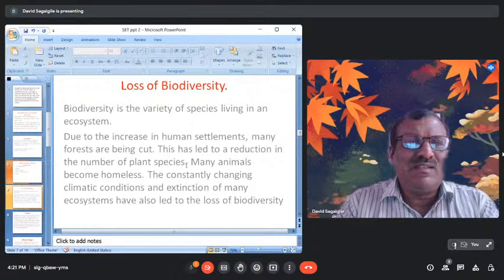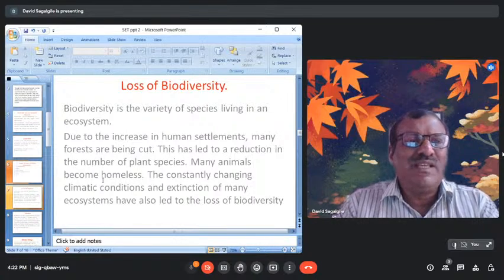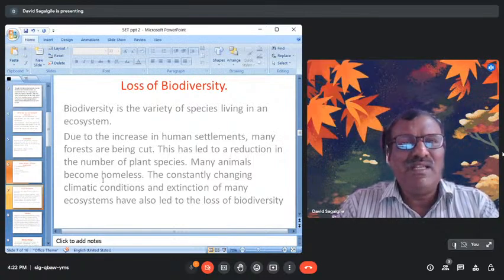Most of the plant species are getting reduced. Many animals become homeless. Take for example, if there is a forest, there will be some wild animals living there. But if the forest is not there, where will the wild animals go? So they will disappear, or they will be killed, or they will move from one place to the other. The same thing is with birds. The same thing is with insects.